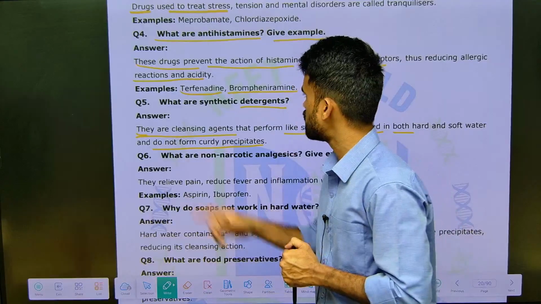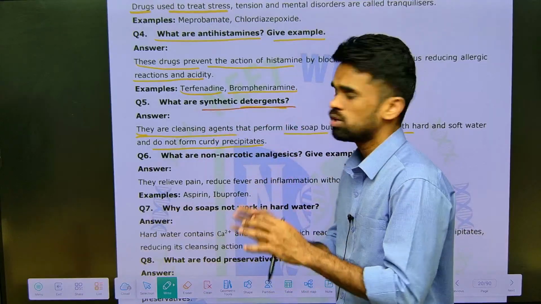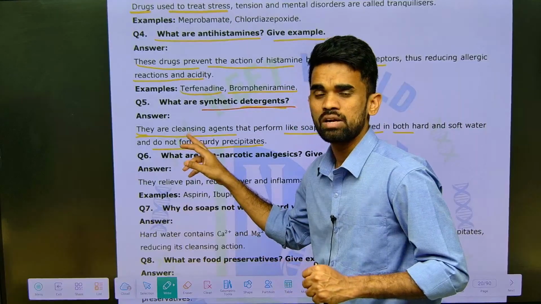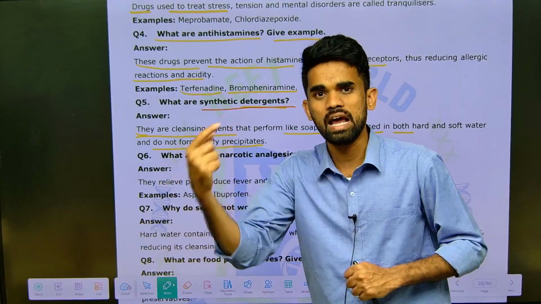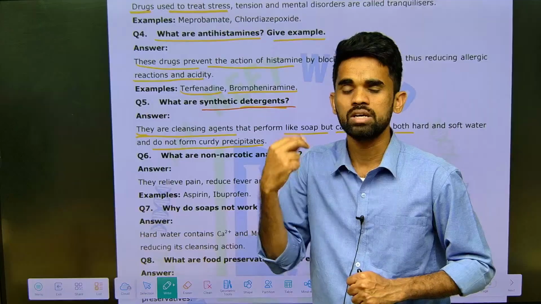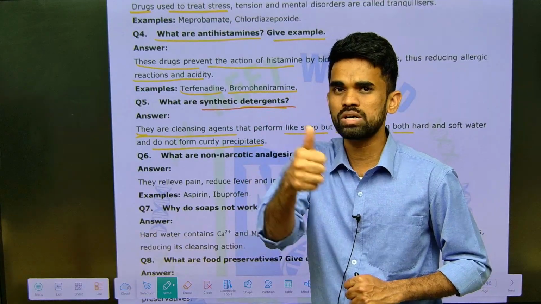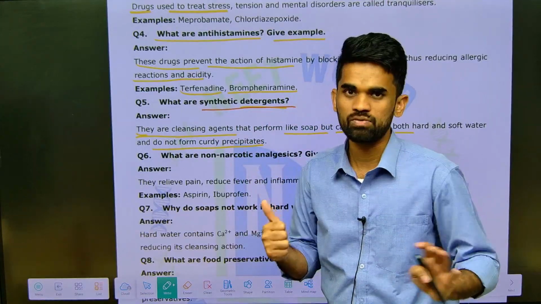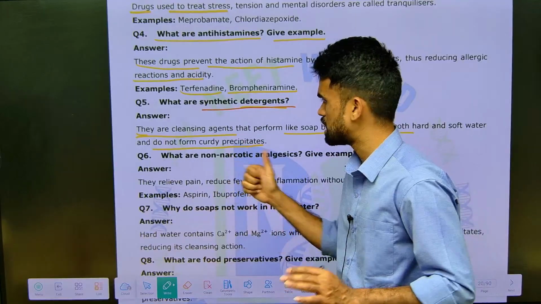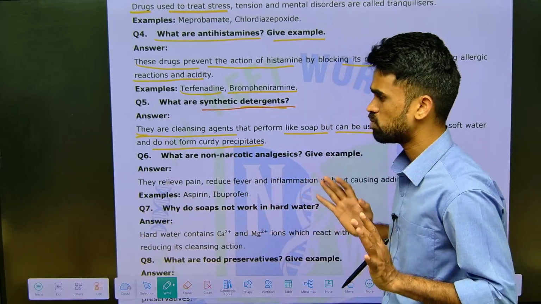Yeah. So for that we can use synthetic detergent. Synthetic detergents can be useful for cleaning purposes both with hard water as well as soft water, whereas soap will only be suitable with normal soft water, but not in the case of hard water. Okay, that's it. This is what you need to understand.